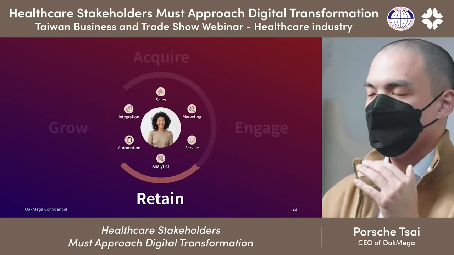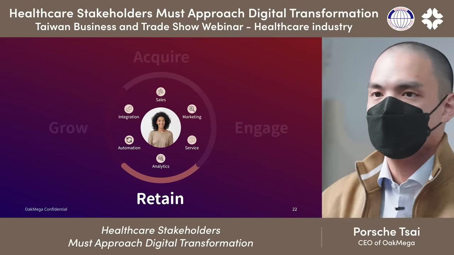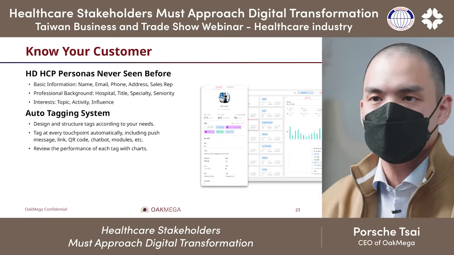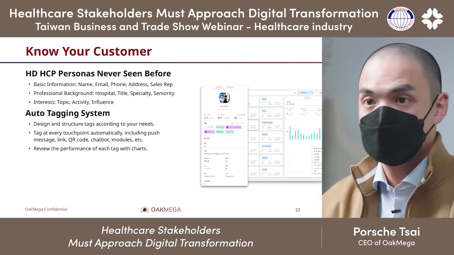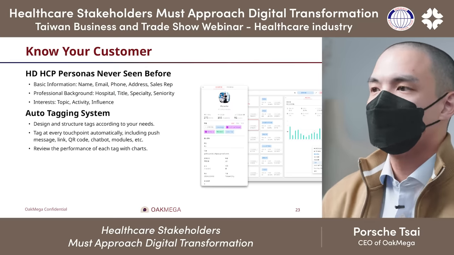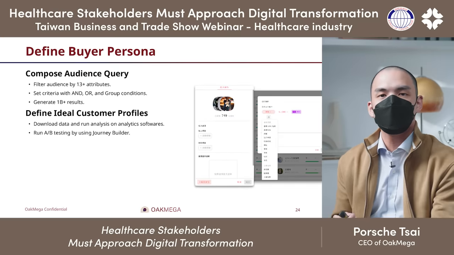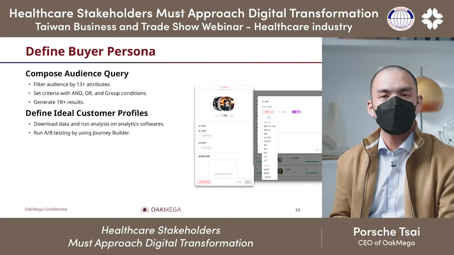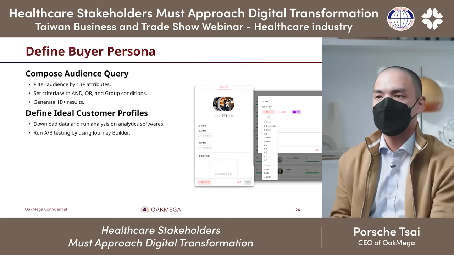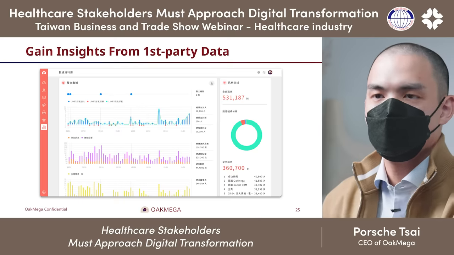So let's move on to the third part, retain. After all the engagements, data came into social CRM. How do we analyze the data and retain your client? That is the key problem. With the data you collected on OakMega social CRM, you're able to compose your audience right away, target them, and move your clients from tier 3 to tier 2 to tier 1. And in the end, you may be able to gain insights from your first party data.